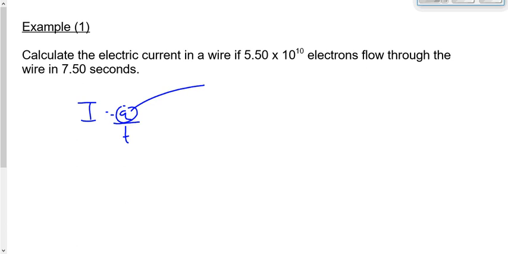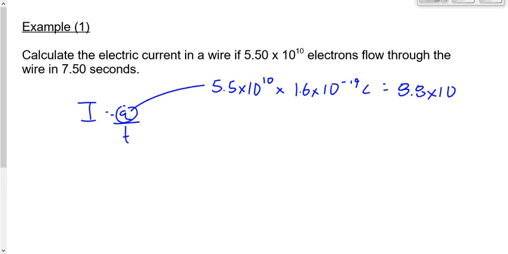Well, if we have 5.5 times 10 to the 10 electrons, then we're going to multiply the charge of the electron by 5.5 times 10 to the 10. So let's do that now. 5.5 times 10 to the 10, that's the number of electrons you have. You multiply it by 1.6 times 10 to the minus 19 coulombs. That's going to give us a value of 8.8 times 10 to the negative 9 coulombs.